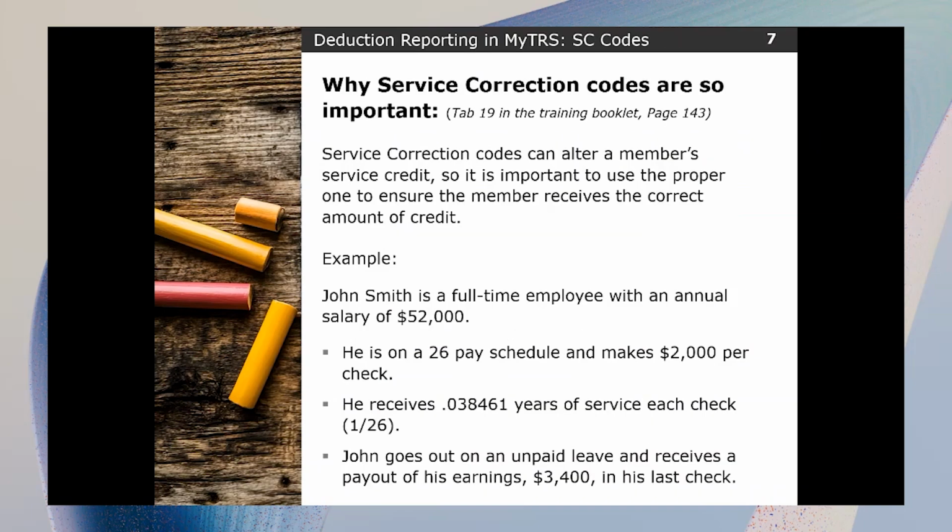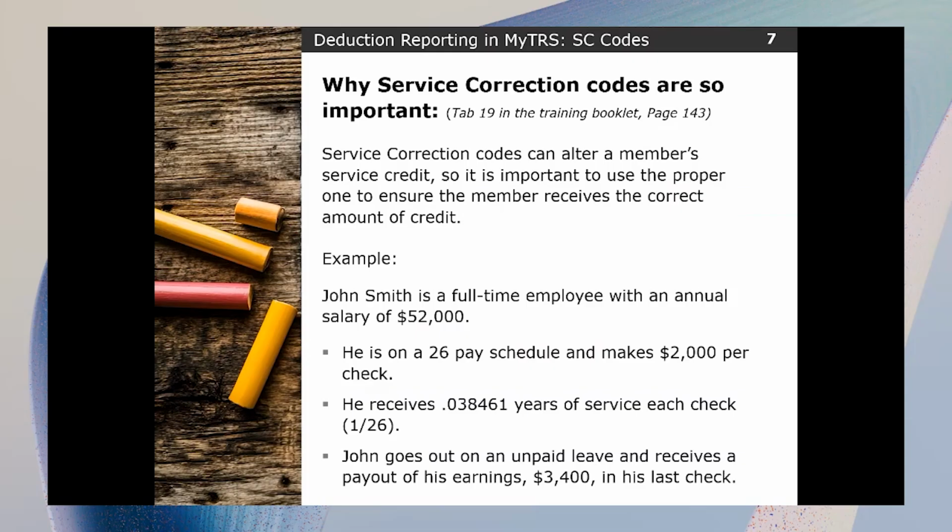So service correction codes, you'll see those in the drop-down list when you're in MyTRS, can alter a member's service credit. So it's important to know how to use the codes correctly so that their service is either prorated accordingly or not prorated. So we have an example here.